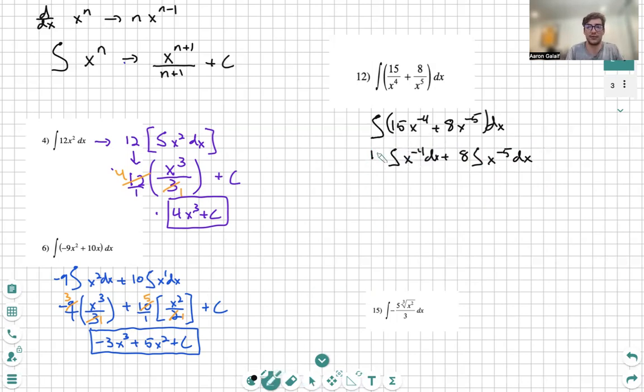As we see that for the 15, we're going to bring down the 15. We're going to add 1 to the exponent. -4 plus 1 is -3, divided by the new exponent. Plus bring down the 8. Add 1 to the exponent. -5 plus 1 is -4. Divide by the new exponent. Add your plus c. Now clean up your fractions and let's cross cancel.